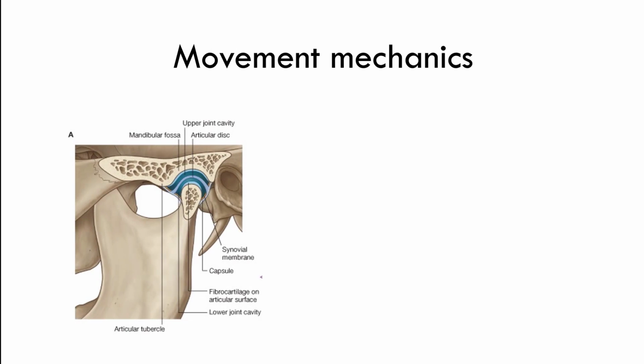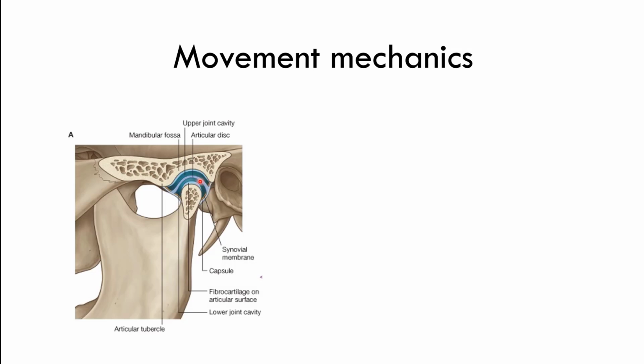So let us move on to the mechanism of movements. This picture shows a sagittal section through the temporomandibular joint. This is the superior articular surface. This is the inferior articular surface, and we can see the intra-articular fibrocartilaginous disc here, the articular disc, which divides the joint cavity into upper and lower components.